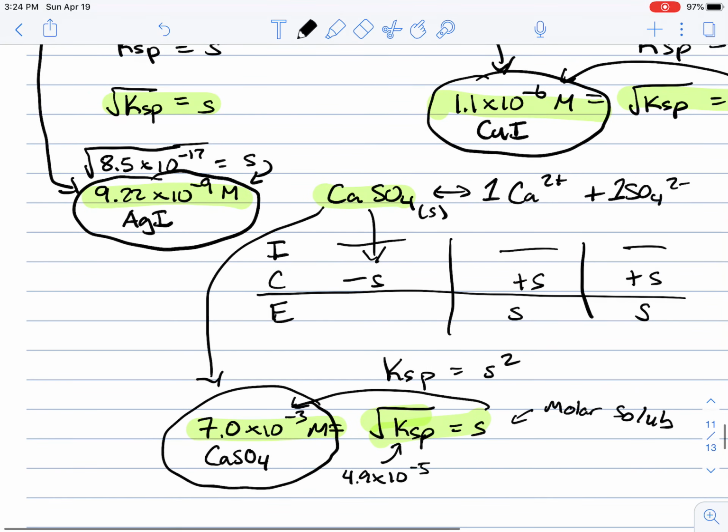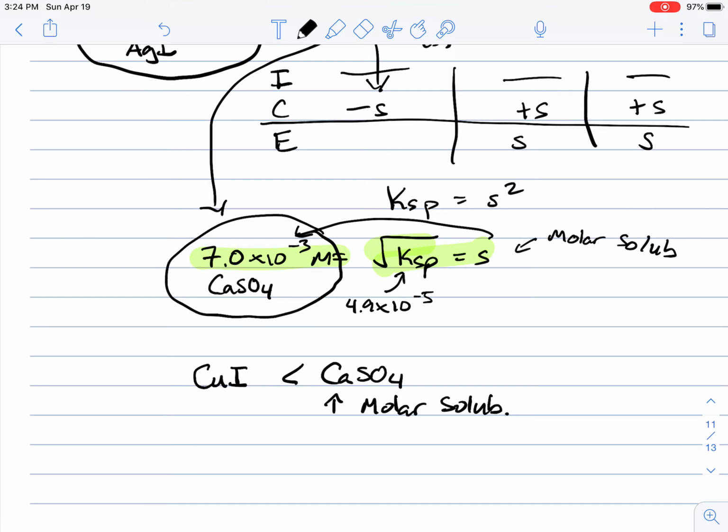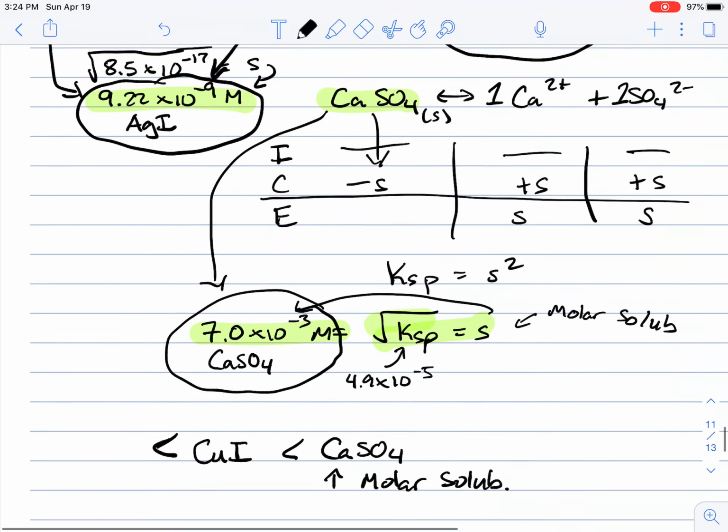And so if you guys look at the magnitude here for copper 1 iodide, it's -6. This one is -9. So -6 is much greater than -9. And therefore copper 1 iodide is going to be the substance that's in the middle. And the last is going to be AgI. Okay. So this is telling us this is the least soluble because it has the lowest molar solubility.